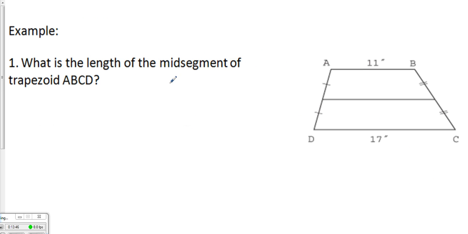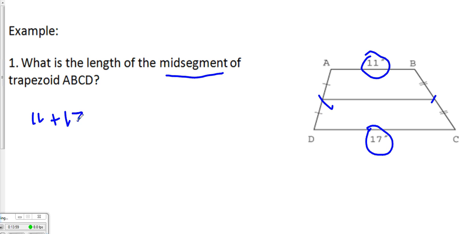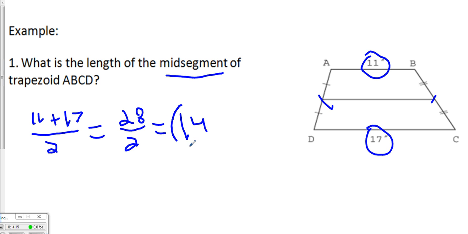So if we know that this one plus this one divided by 2 would give us this midsegment length, to find the length of the midsegment, all we have to do is 11 plus 17 divided by 2 equals the midsegment. Well, 11 plus 17, 28 divided by 2, which equals 14. So the length of the midsegment is 14. I guess those are inches because they have the 2 tick marks there. 14 inches.